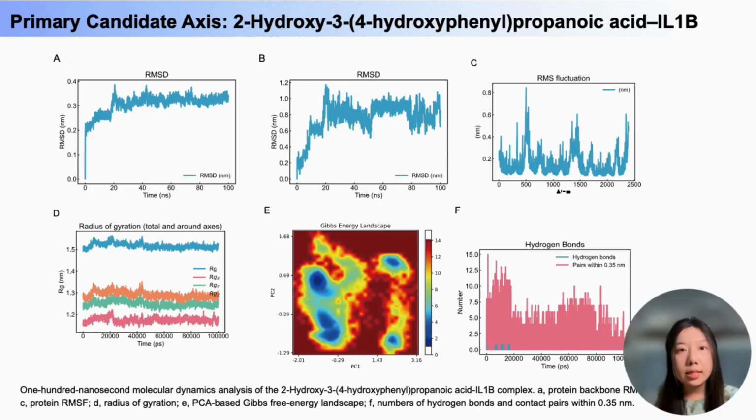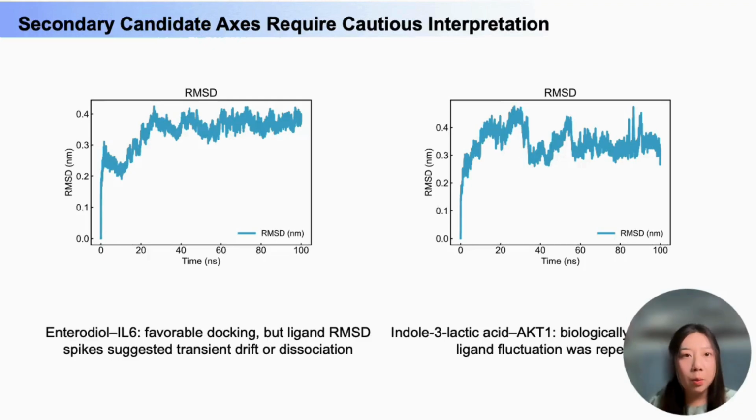But this is still computational evidence. It doesn't prove direct biological inhibition or treatment effect. It only suggests that this axis is worth testing in future experiments. The other 2 axes were interpreted as secondary candidates.